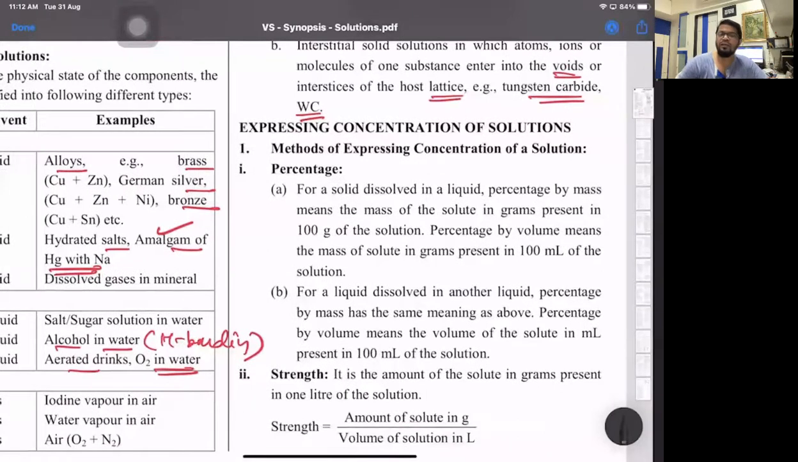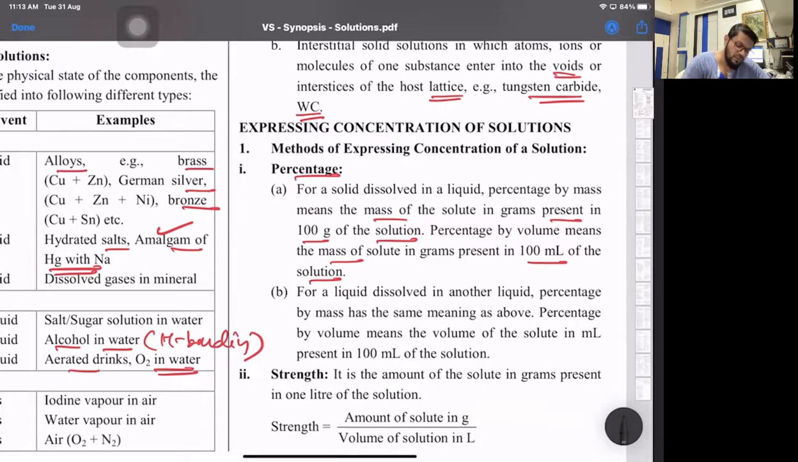Now, different ways to express concentrations. First way to express concentrations over there is basically percentage, with respect to 100. That is either W by W, V by V, or sometimes we also have it as W by V also. Now percentage means mass of solute present in 100 grams of solution. Percentage by volume, mass of solute in 100 ml of solution. And liquid dissolving in other liquid, that is V by V.